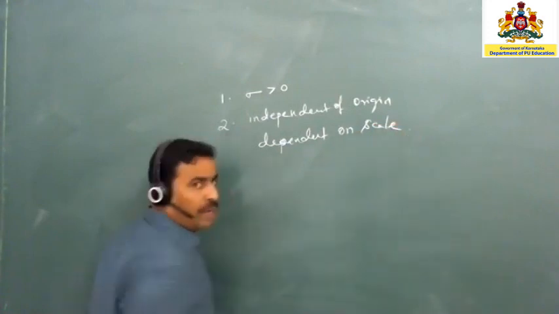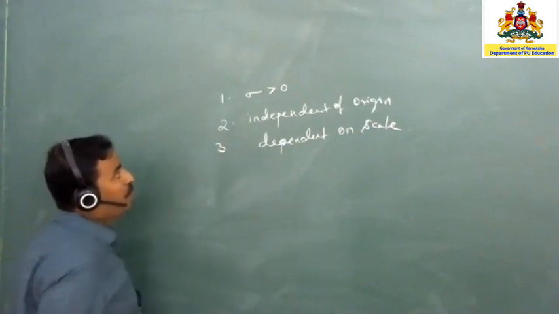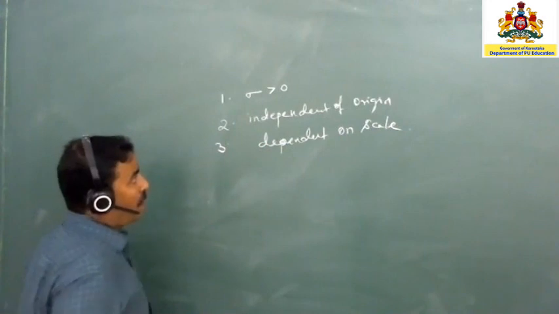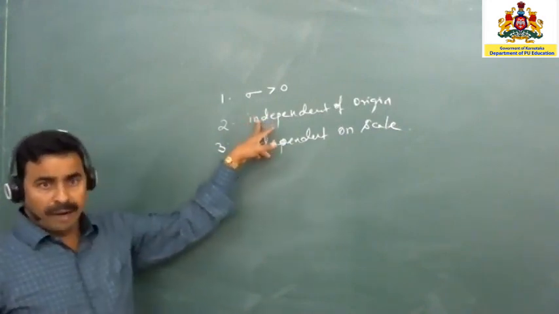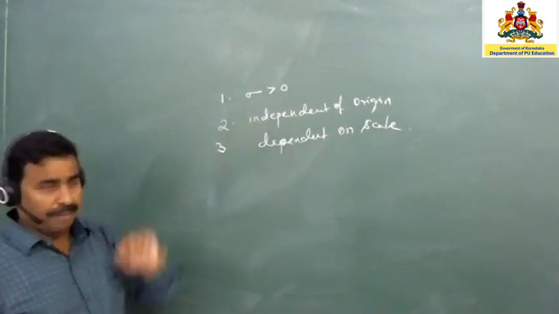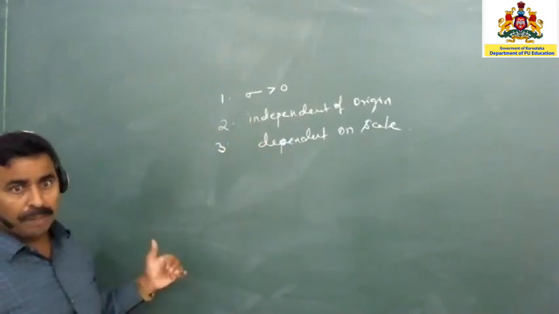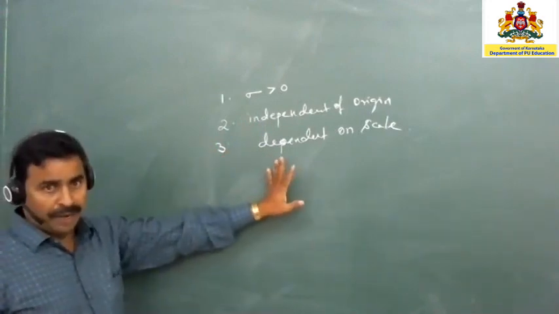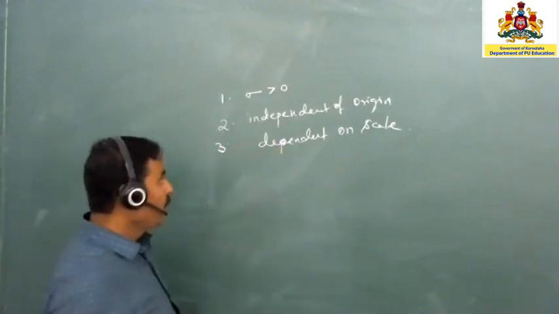See the textbook, where 5 points are given. First, sigma is greater than 0. It is independent of origin: if you increase or decrease all the observations by any number, standard deviation will be the same. Dependent on scale means that if you multiply all the observations by a certain number, the standard deviation also gets multiplied.